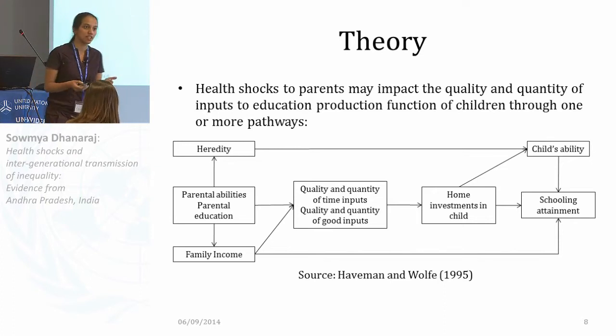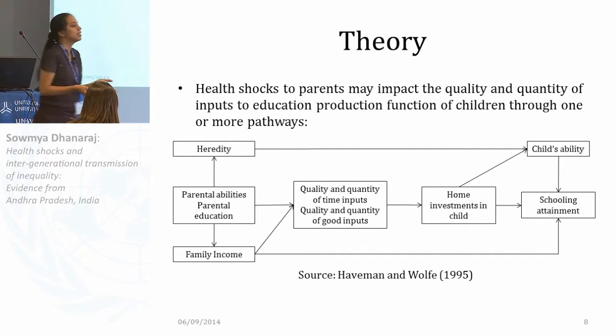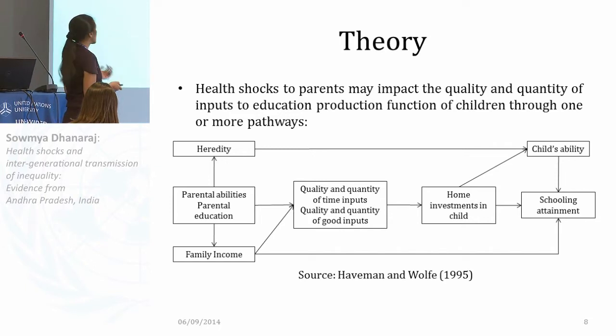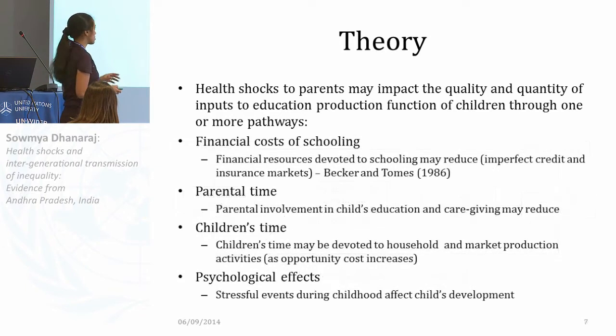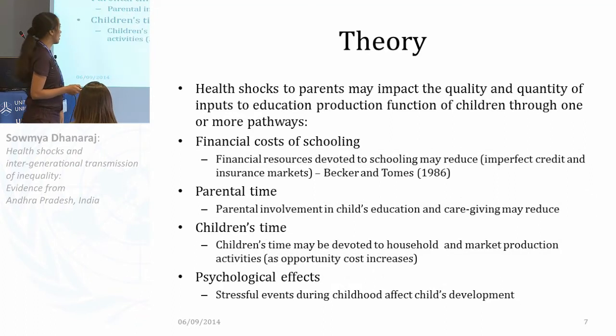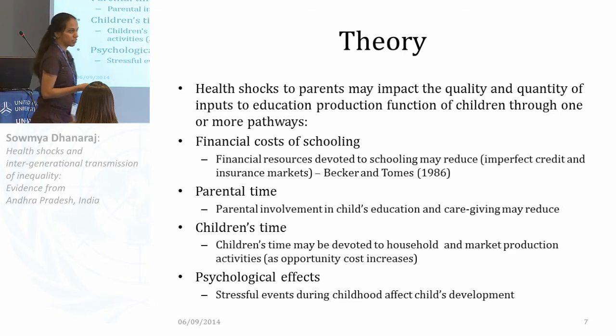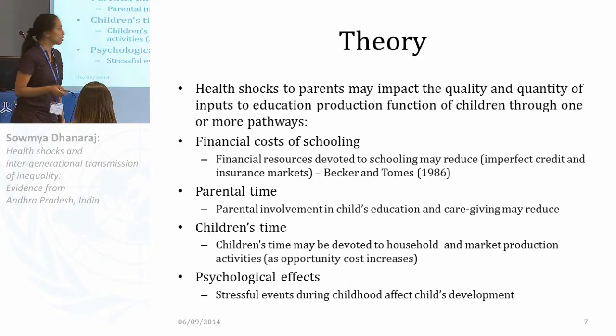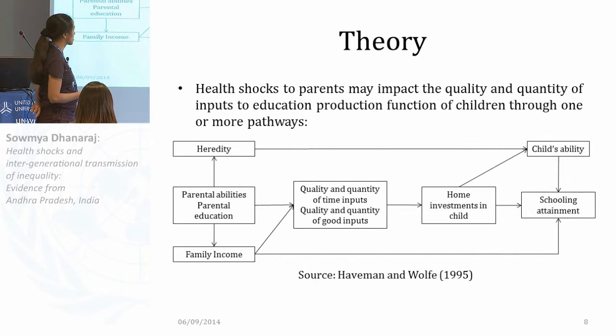So when health shocks affect the households, then the resources are diverted to medical expenditure or the resources available are reduced itself. Hence, the financial resources devoted to schooling might reduce. But there might be other channels through which the health shocks can affect investments in children. For example, parental involvement in children's education and caregiving might reduce. Children's time itself might be devoted more to household and market production activities as the opportunity cost of children increases. And there might also be psychological effects. So this diagram shows the different pathways through which investments in children can be affected.